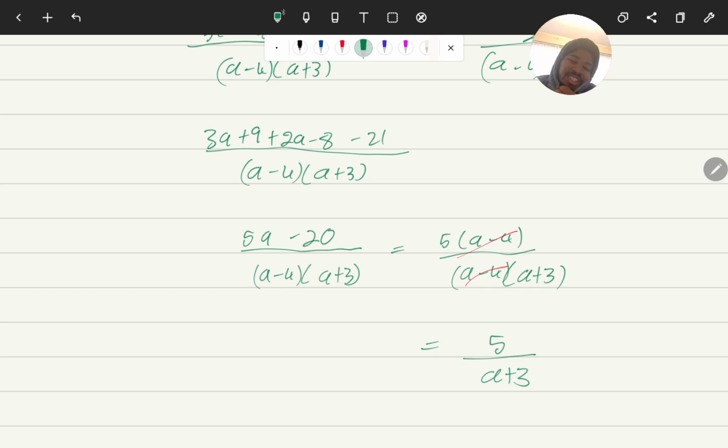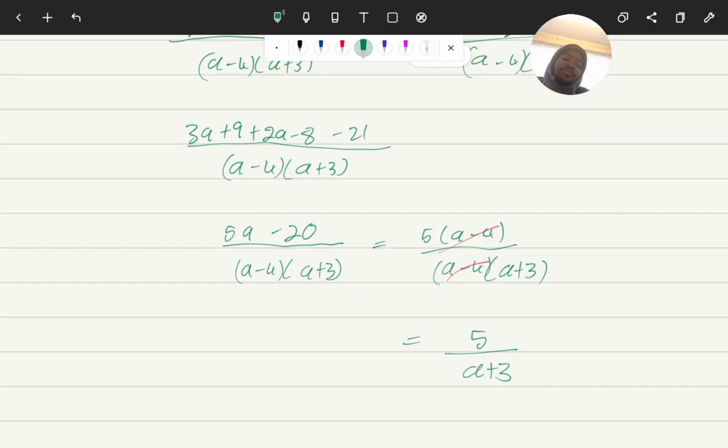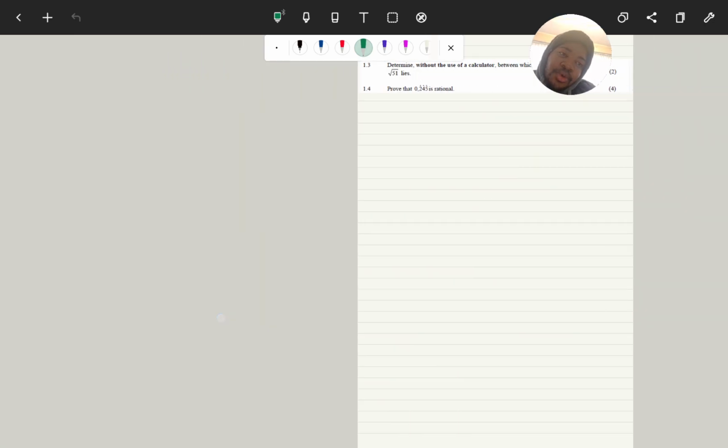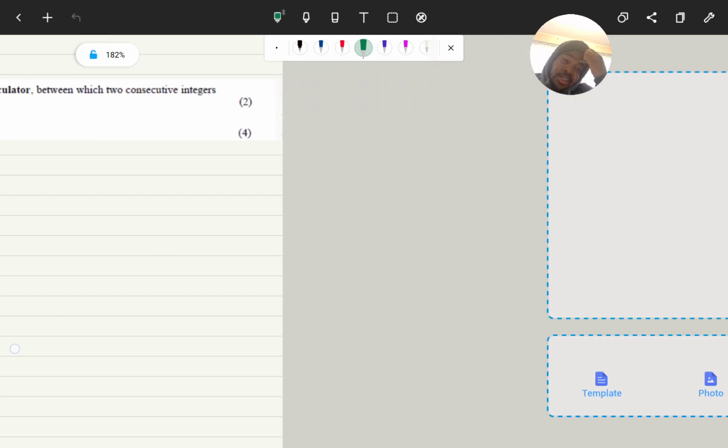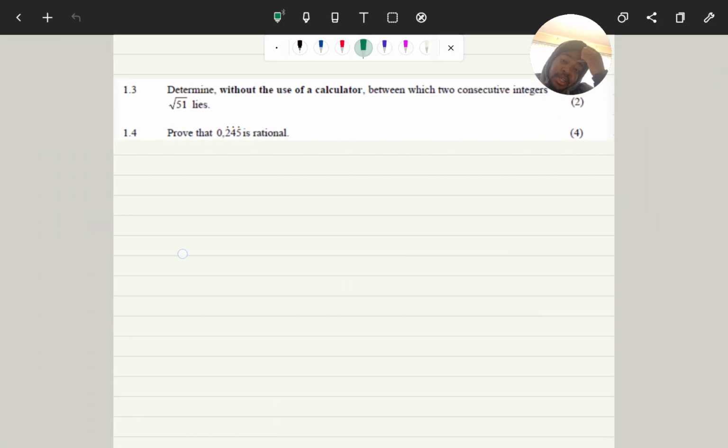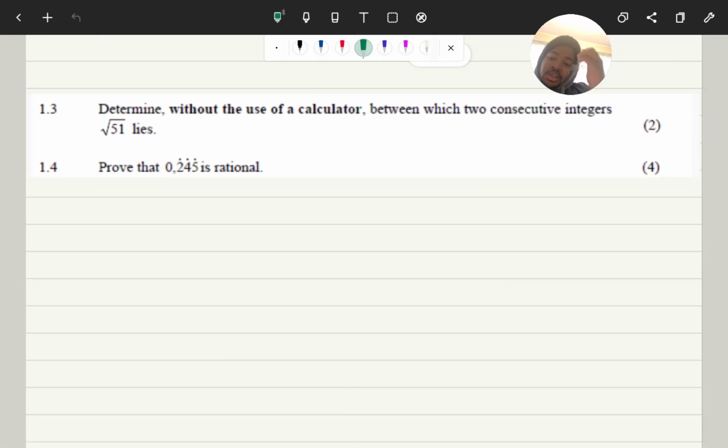Right, what I want to check is just the additions here. I'm not using a calculator, so I just want to recheck. 9 minus 8 is 1, so 1 plus minus 21, it is minus 20. So yeah, let's move on. Cool stuff. I think this is the last set of questions. It is, so let's do 1.3.